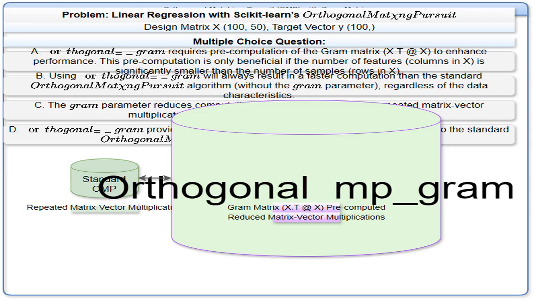I'm working with a design matrix X, which is a 100 by 50 matrix, 100 data points with 50 features each. My target vector Y has 100 corresponding values, one for each data point in X. This is a variant of the orthogonal matching pursuit, OMP, algorithm that uses a pre-computed gram matrix. The gram matrix is a way to optimize computations. I'll explain it in detail later.